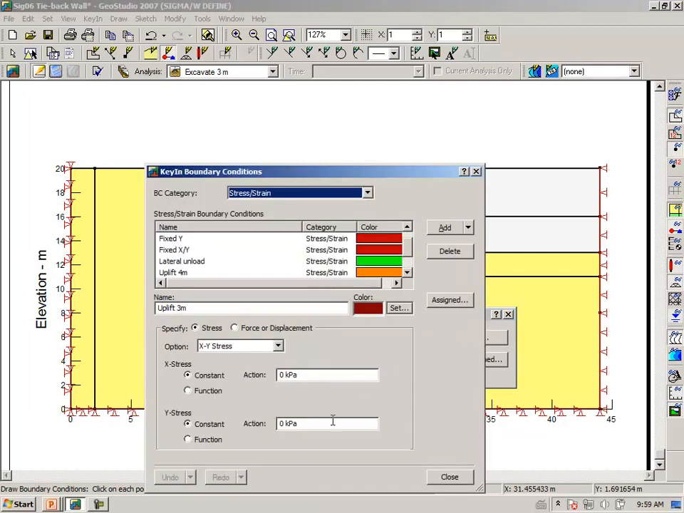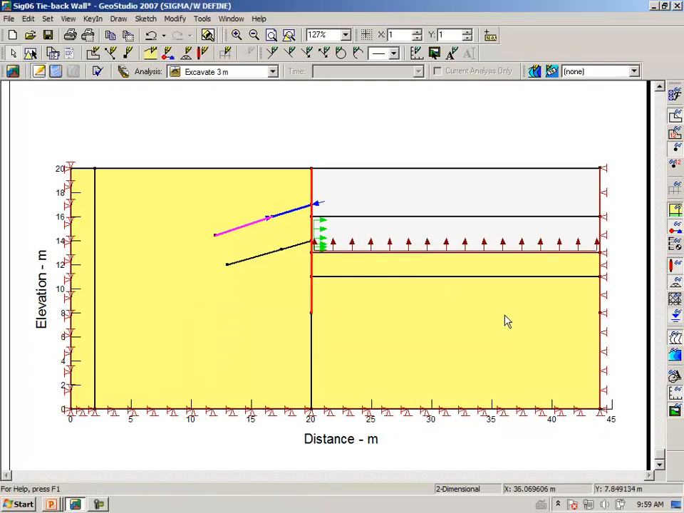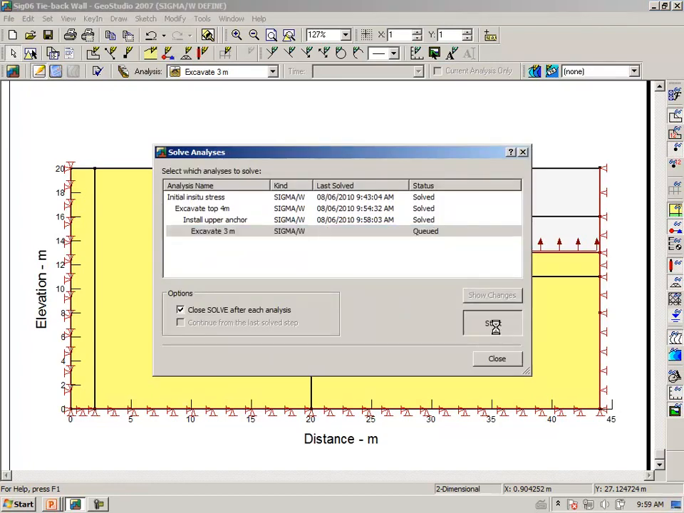Key in, we have an uplift of 3 meters, so 3 meters times 20 kilonewtons per cubic meter is 60, and so we will have to enter here a value of 60, applying it to the excavation face. And so now we are ready to analyze the removal of the second lift, so we solve.